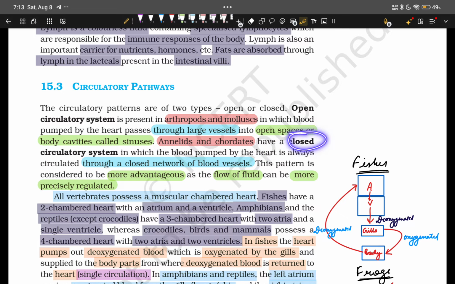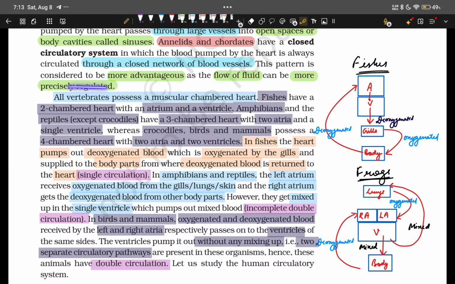That's called a closed circulatory system, and this pattern is considered more advantageous. Why? Because fluid flow is more precisely regulated. Now, all vertebrates have a muscular chambered heart. All vertebrates, with no exception, so you have to remember this, because they can directly ask a statement based question, or a simple MCQ type question, saying, tell me which of the following is present only in all vertebrates. Then you have to answer muscular chambered heart, in all vertebrates without any exception.